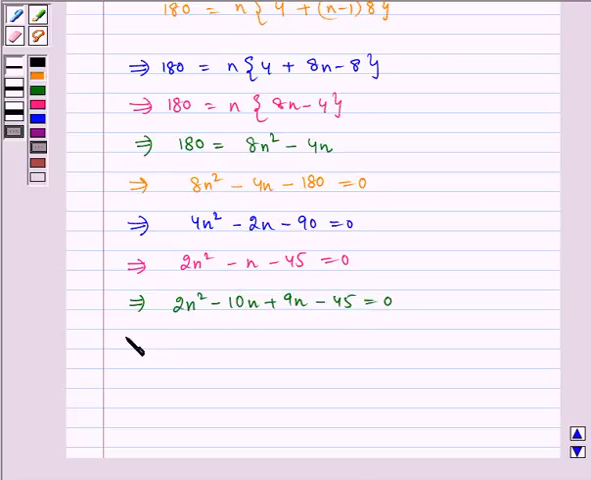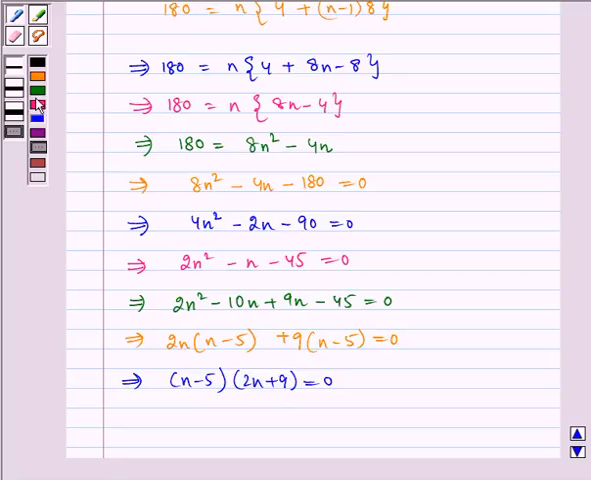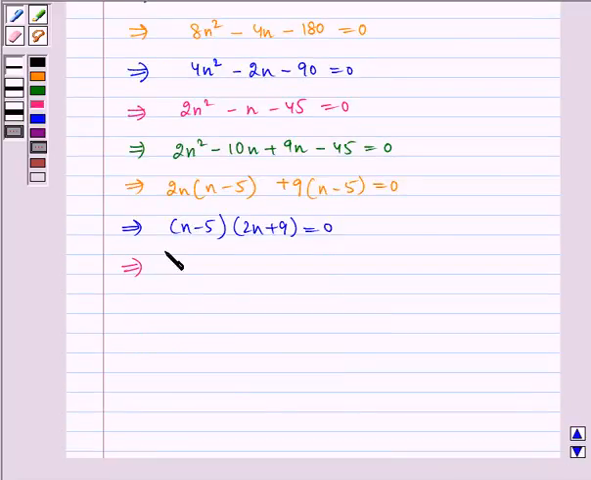to 0. Now, from these two terms, taking 2n common, we get n minus 5 plus 9. Taking 9 common, we get 9 times n minus 5 is equal to 0, which implies n minus 5 multiplied by 2n plus 9 is equal to 0. Which implies n minus 5 is equal to 0 or 2n plus 9 is equal to 0. Which implies n is equal to 5 and n is equal to minus 9 by 2.